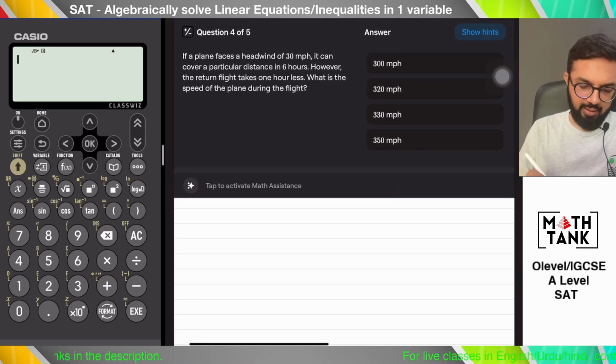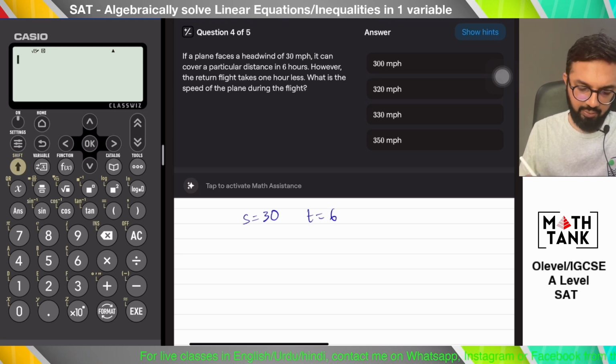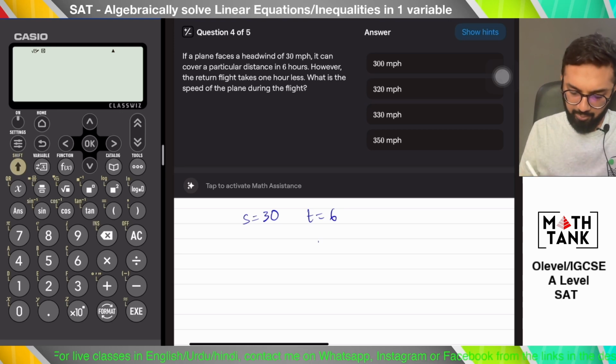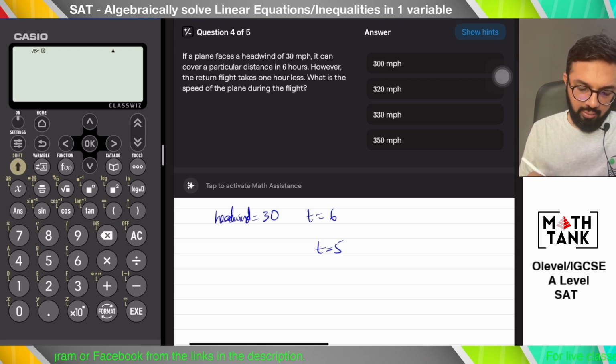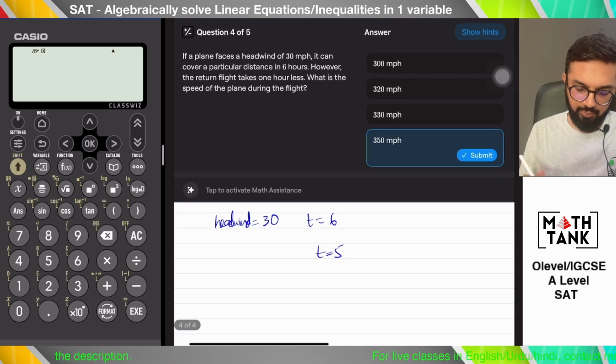If a plane faces a headwind of 30 miles per hour, it can cover a particular distance in 6 hours. However, the return flight takes 1 hour less because there's a tailwind. What is the speed of the plane during the flight? Okay, so the distances should be equal.